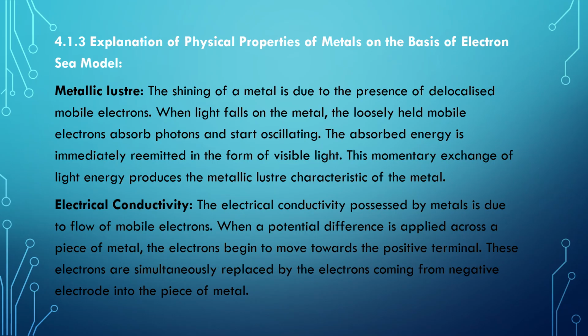Second property, electrical conductivity. The electrical conductivity possessed by a metal is due to the flow of mobile electrons. When a potential difference is applied across a piece of metal, the electrons begin to move towards the positive terminal. These electrons are simultaneously replaced by electrons coming from the negative electrode into the piece of metal.